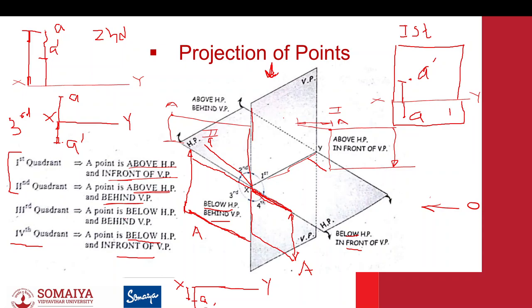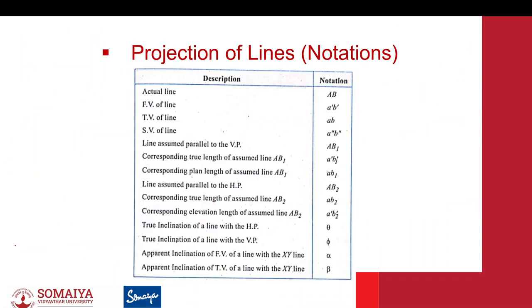Wherever the word is below HP, right, we always have to look for whether it is behind VP or in front of VP, based on which we can find out whether the point is in third or fourth quadrant. Okay? Yes. Now we will move on. So based on this, we have certain notations designed, to simplify things further.